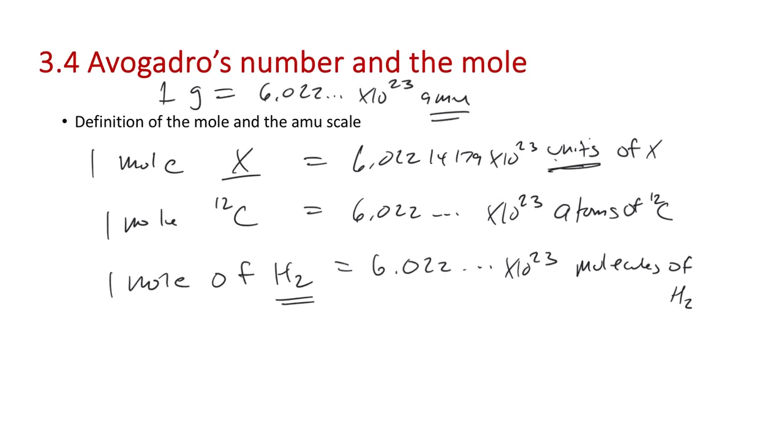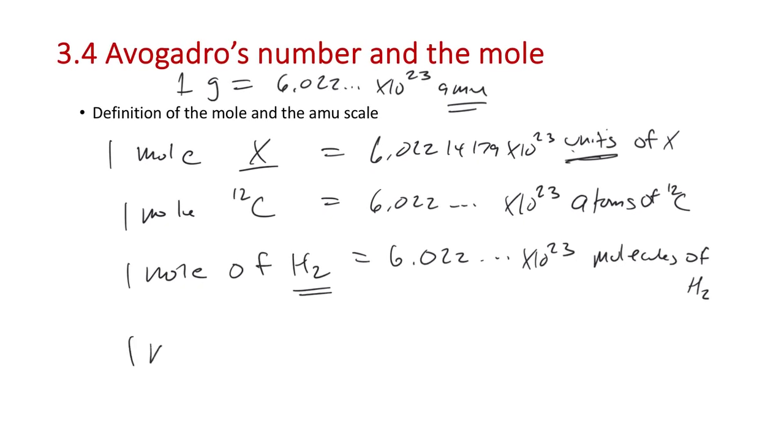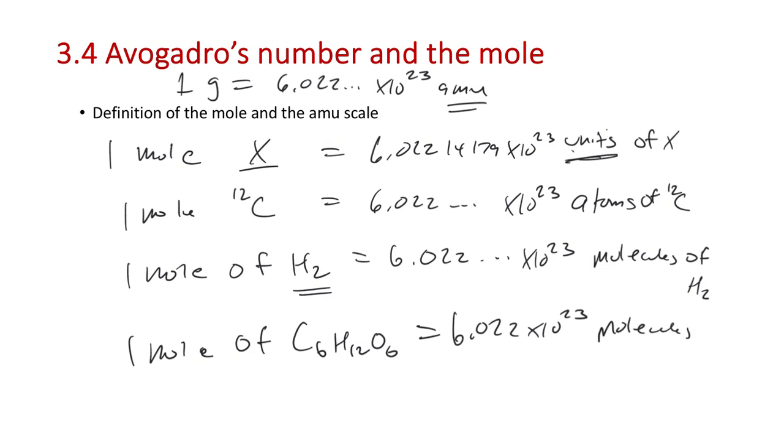And then let's do one more example. So maybe 2 more examples. 1 mole of, I don't know why sometimes when I'm trying to write C6, I start writing 6. C6H12O6. So a mole of glucose would contain an Avogadro's number of molecules of that formula.